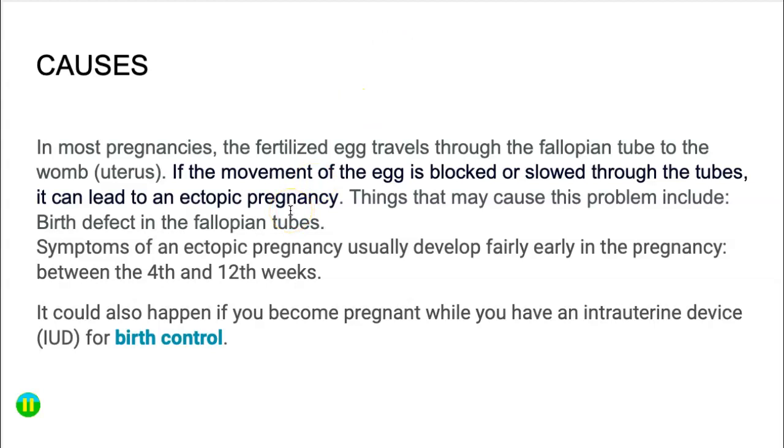Or if the movement of the egg is blocked or slowed through the tubes, it can lead to ectopic pregnancy. Now, why can this happen? Maybe because of some polycystic ovaries, or even due to some tumor that is not known. Sometimes you just don't know, but you have a tumor. So this could be another reason that the implantation takes place in another place instead of in the uterus.